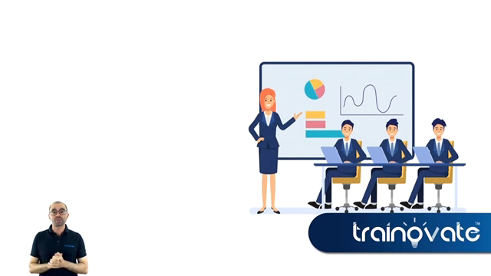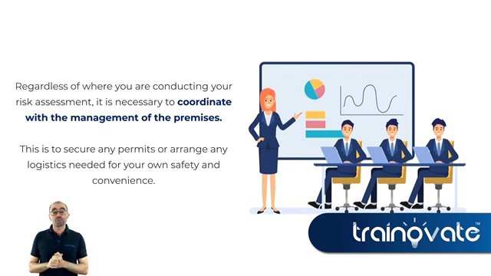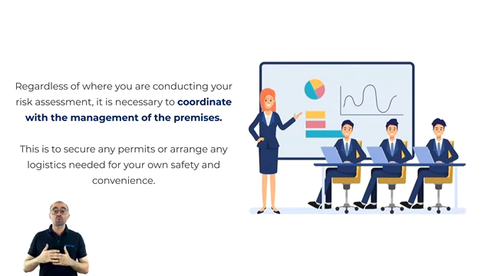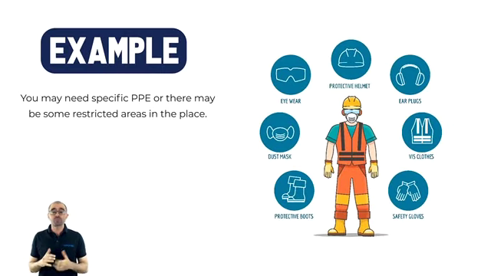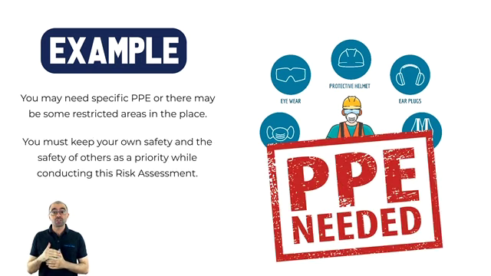Regardless of where you are conducting your risk assessment, it is necessary to coordinate with the management of the premises. This is to secure any permits or arrange any logistics needed for your own safety and convenience. For example, you may need specific personal protective equipment, or there may be some restricted areas in the place. You must keep your own safety and the safety of others as a priority while conducting this assessment.